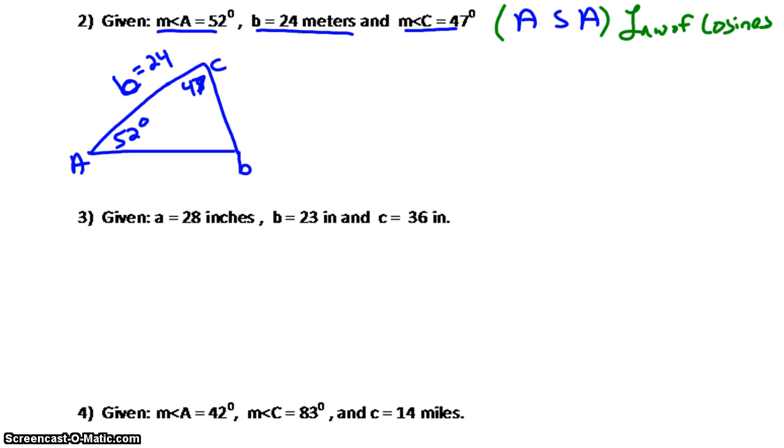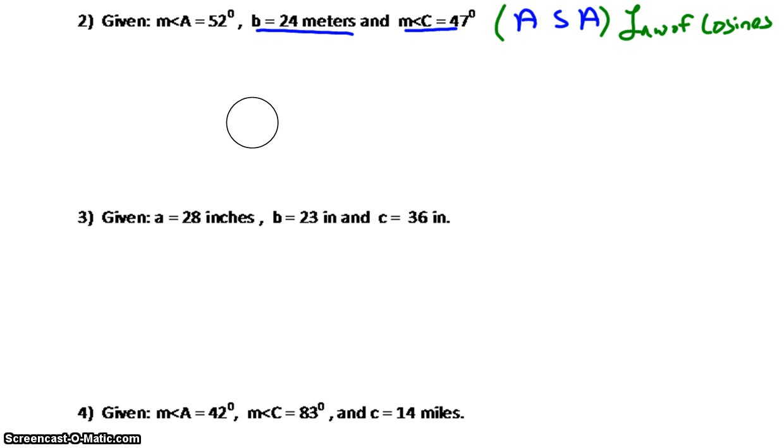Now, I'm going to erase my little diagram and make some room for the work. When solving this problem, I am going to set it up with the B on the outside, so B squared will then equal A squared plus C squared minus 2AC times cosine of B.